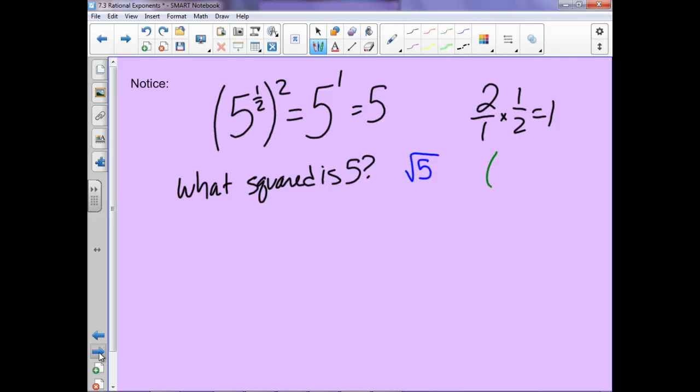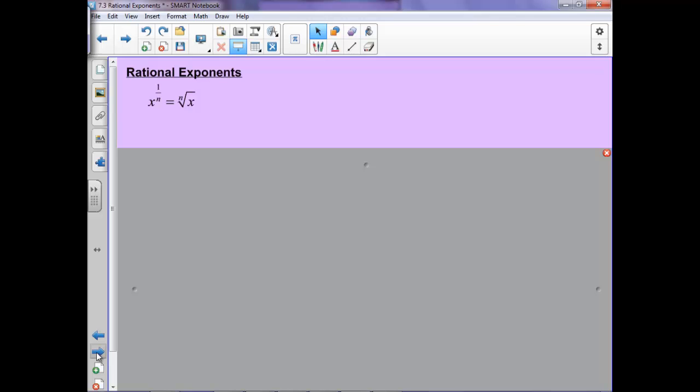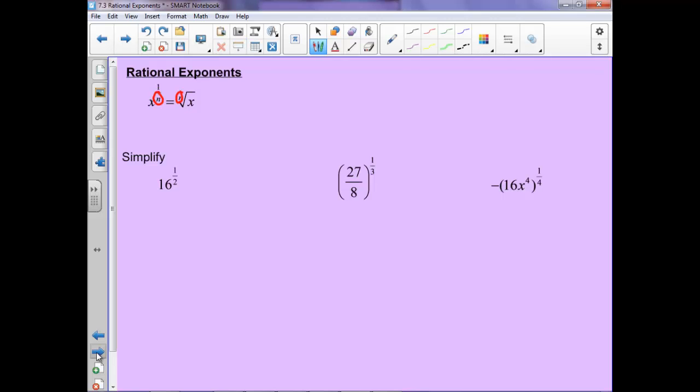That's because if we were to have the square root of 5 squared, that's the square root of 5 times the square root of 5, which is the square root of 25, which is 5. So what this tells us is that 5 to the 1/2 is the same thing as the square root of 5. So we're going to use this idea. Anytime we've got x to a fraction exponent, whatever number is in your denominator is the root we're looking at. So for this first one, 16 to the 1/2 is the same thing as the square root of 16, which is 4.